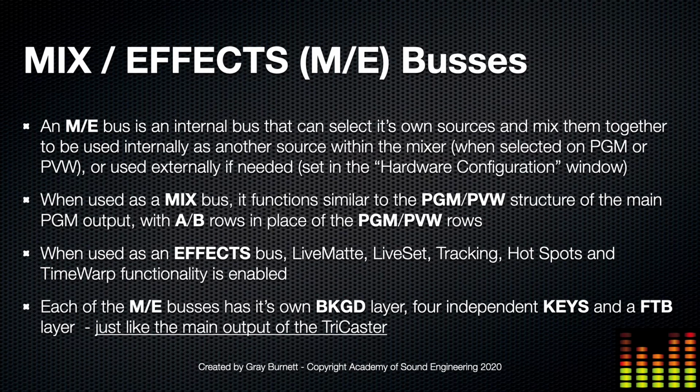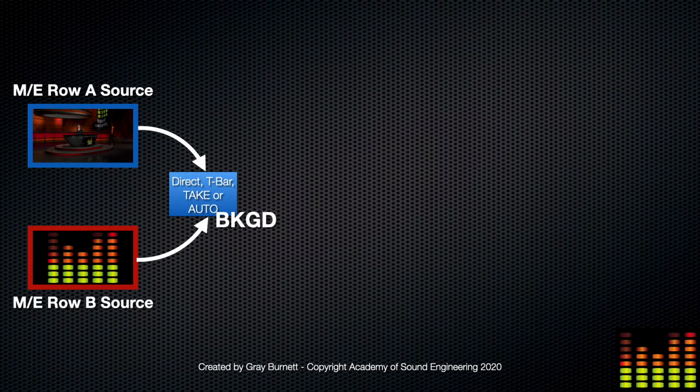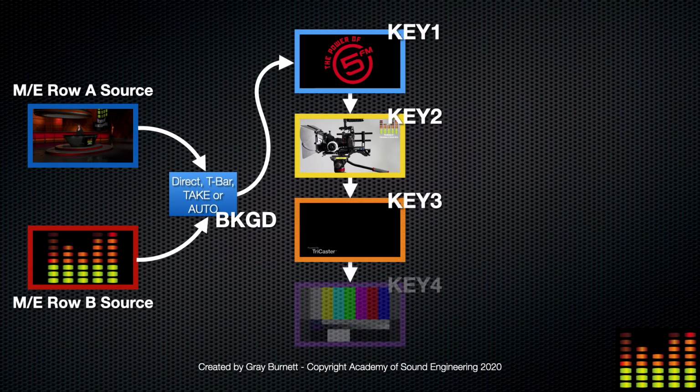Each of the ME buses has its own background layer, 4 independent keys, and a fade to black layer, just like the main output of the TriCaster. The ME signal flow is exactly the same as the main section signal flow, except that this output can be fed back into the main section or any other ME as a unique source. So, your AB sources feed the background layer, either by selecting the A source directly on the A layer source buttons, or by using the ME section's T-bar, take, or auto buttons. The background layer is then overlaid by the 4 downstream keys in the same way as the program DSKs before.